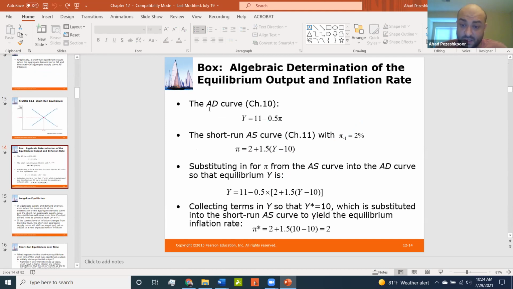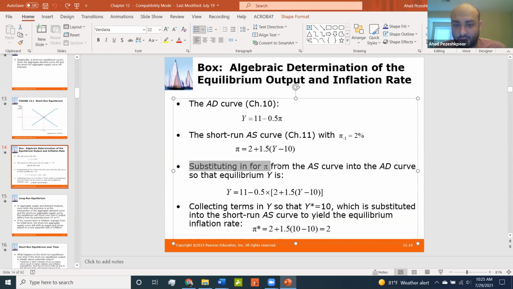And this is a very important slide as well. I will give you the two curves. How do you find the equilibrium? At equilibrium points, outputs and inflation rates are equal. Therefore, you just change one for the other. For example, in this aggregate demand curve, you find output in terms of inflation and then put it in the short-run aggregate supply curve here.